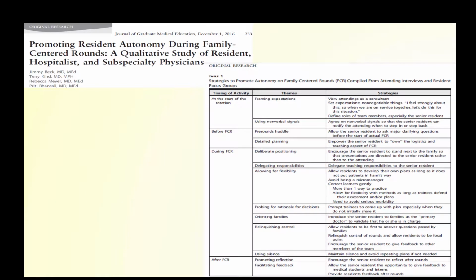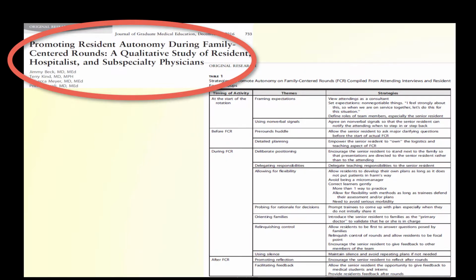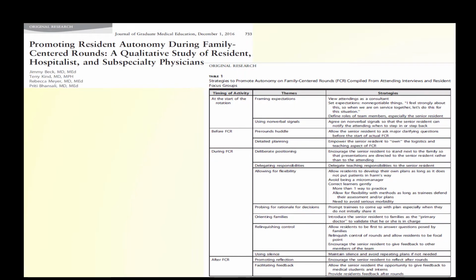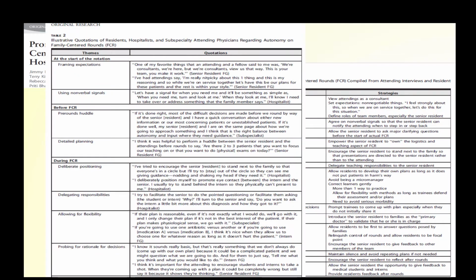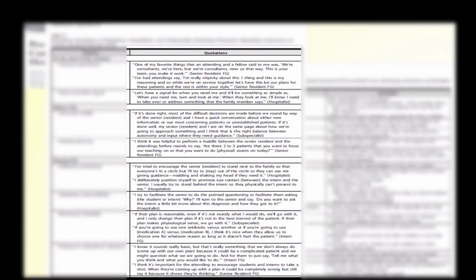So let's take an example from the medical literature. Again, this is from the Journal of Graduate Medical Education in December 2016. This qualitative study looked at the promotion of resident autonomy during family-centered rounds using a qualitative study of resident, hospitalist, and subspecialty physicians. You'll notice in their data set, they were able to provide the strategies and the hypotheses based on different themes that were identified from these focus group interviews. You'll notice as part of their transcript, they were able to take quotations and answers from different residents and use those to identify different themes.